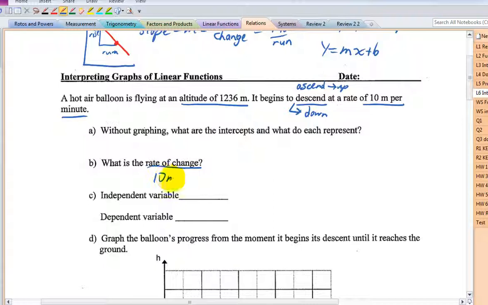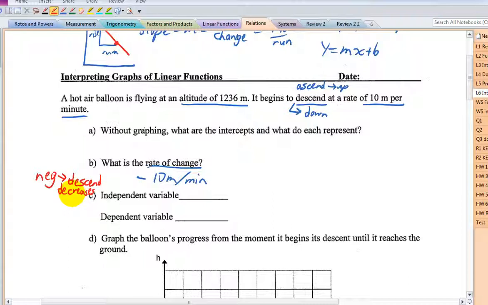Because 10 meters per minute is wrong. What do we have to do because of the word descend? Negative. Okay, negative 10 meters per minute. Right? And for the negative sign, you want to make sure you know that the word is descend, or decreases. That's the other word you've got to watch out for.